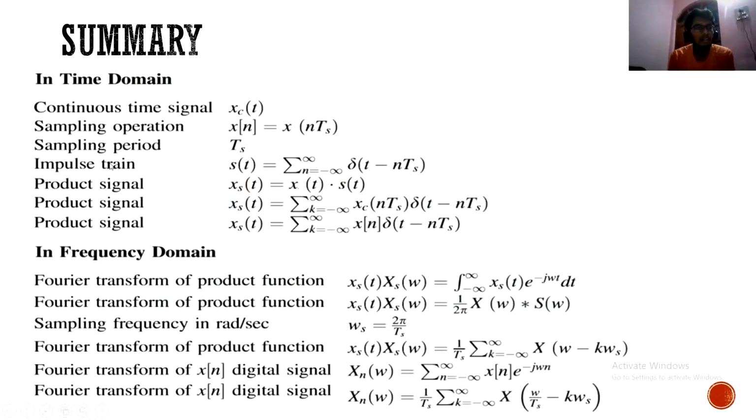Okay, now I have come to the end of my discussion. Here is a summary of all we have discussed until now in the time domain and in the frequency domain. As we can see, the formulas that we have used so far can be easily seen here. Okay, so this is how I end my presentation. Thank you.